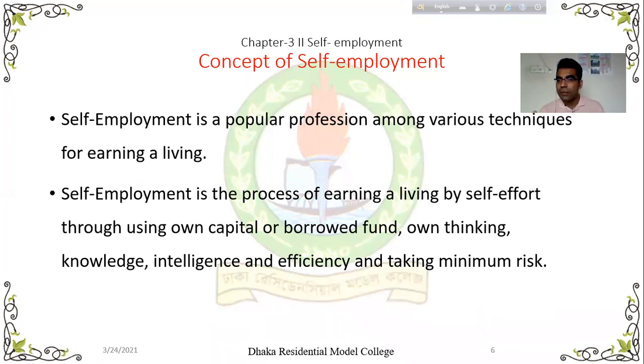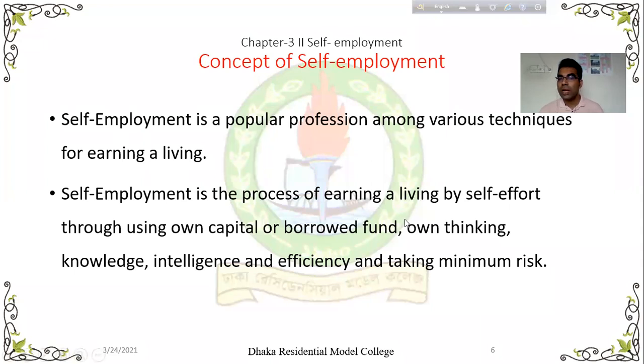Risk means uncertainty of earning profit. That means where there is the possibility of earning profit or getting loss, that is risk. So what is the definition of self-employment? You have to memorize it and write it at home. What is self-employment? I will ask in the next class. First question will be, what is self-employment?